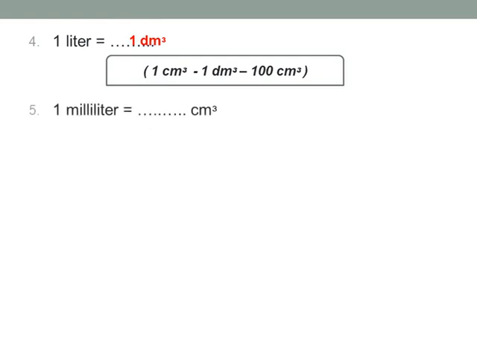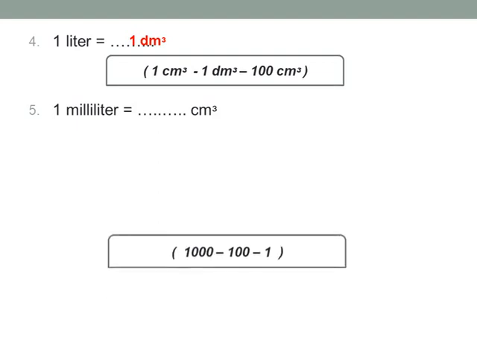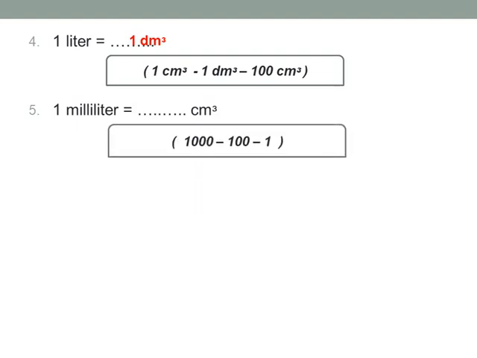Number 5, 1 milliliter equals what in centimeters cube? How many centimeters cube are in 1 milliliter? As we remember, milliliter is a small unit and centimeter cube is a small unit, so 1 milliliter is 1 centimeter cube.